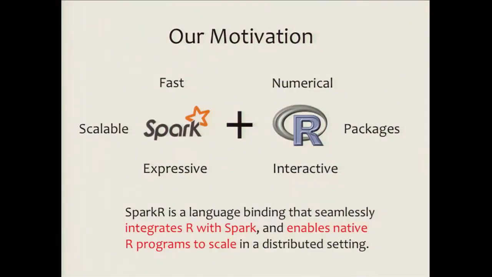Traditionally, R suffers from a problem that R's internals are single-threaded, and it is impossible or really hard to write our programs and have them run in a multi-machine distributed fashion. So SparkR is a language binding that combines the best of these two worlds and seamlessly integrates R with Spark. Moreover, we enable interactive native R programs to scale in a distributed setting.